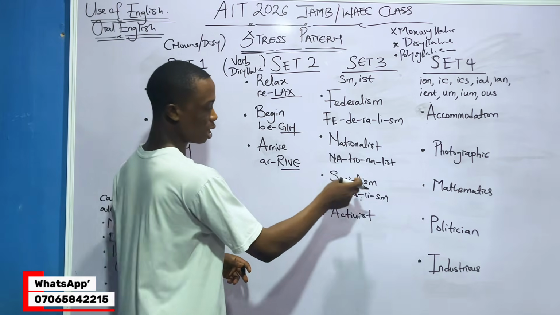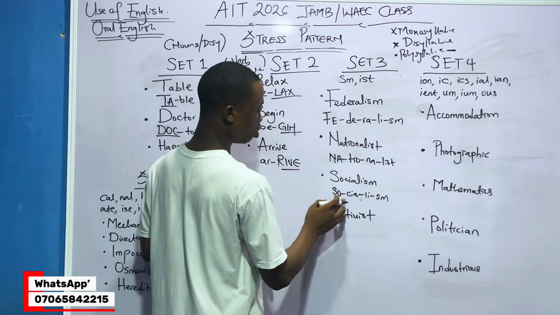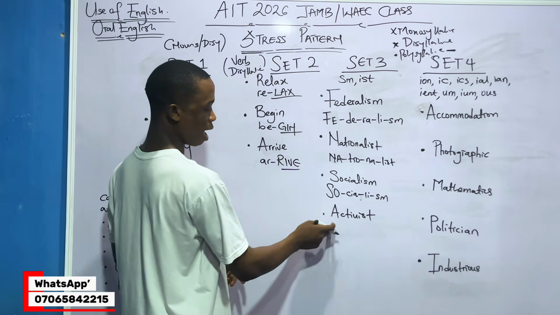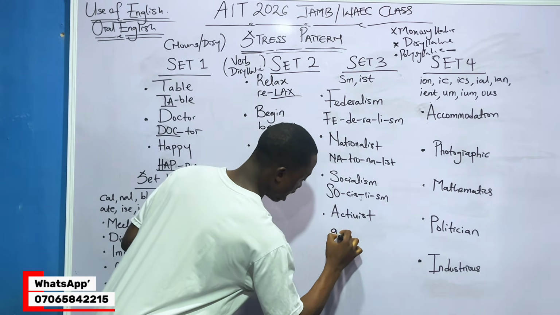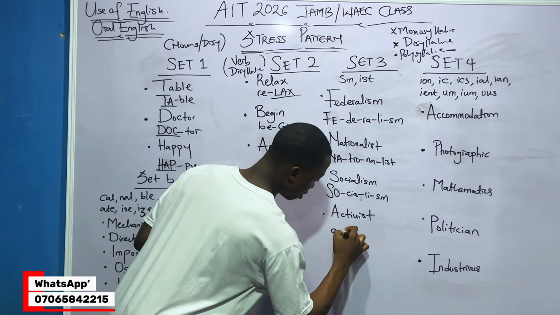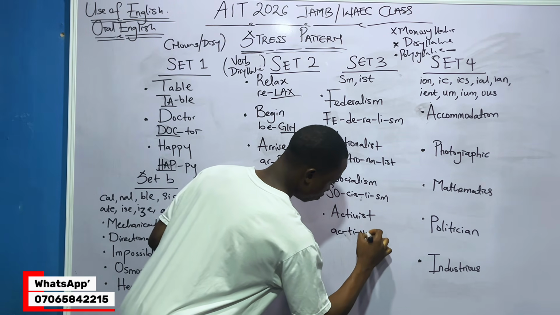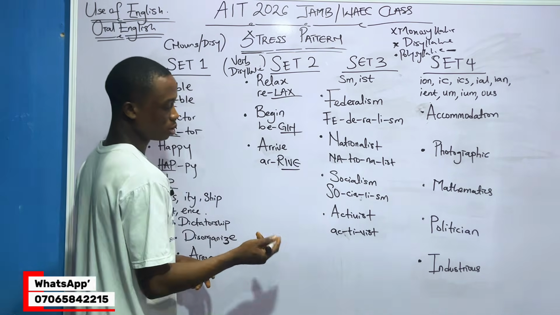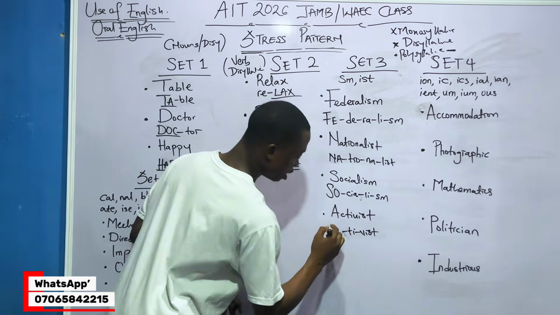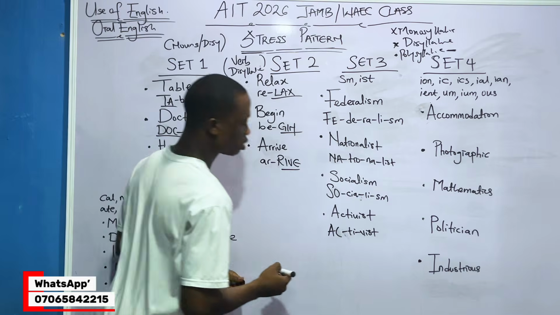Because it ends with SM, where is the stress going to be? At the first syllable. Activist. Because it ends with IST, where is the stress going to be? At the first syllable. You understand?